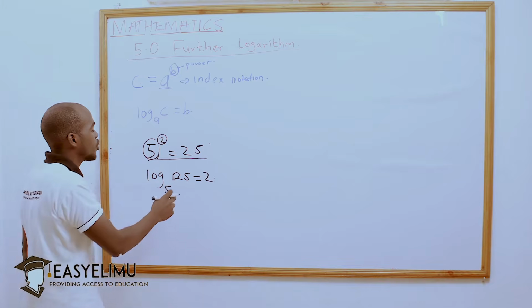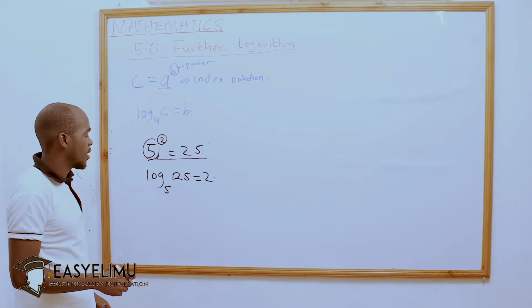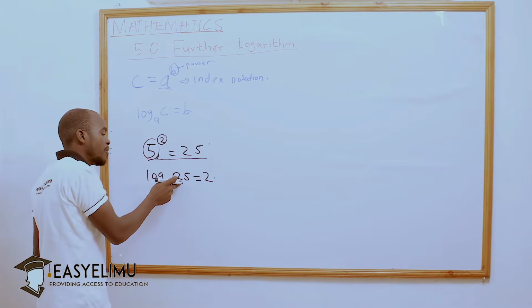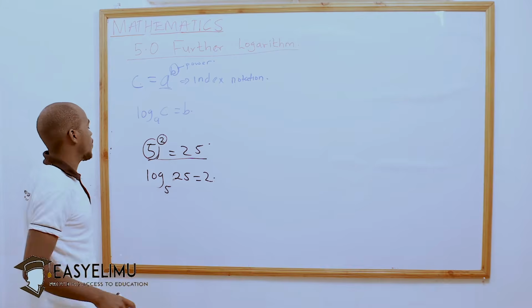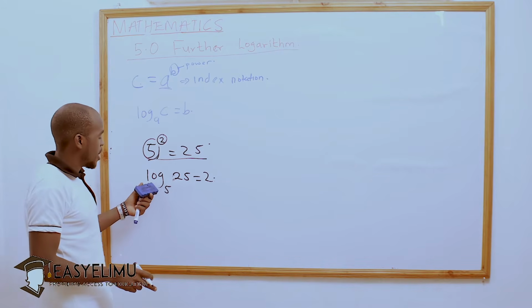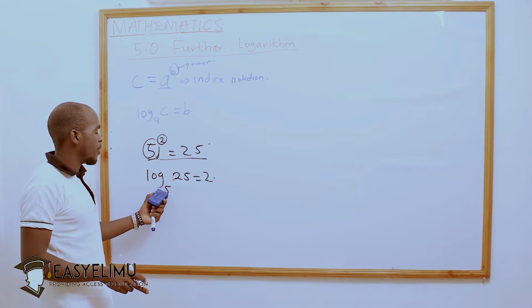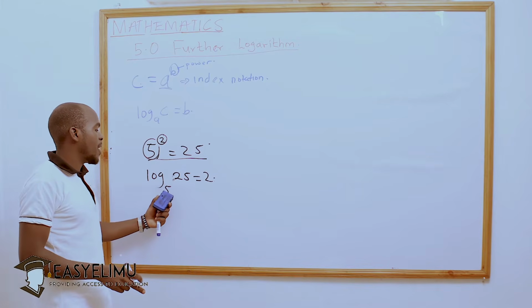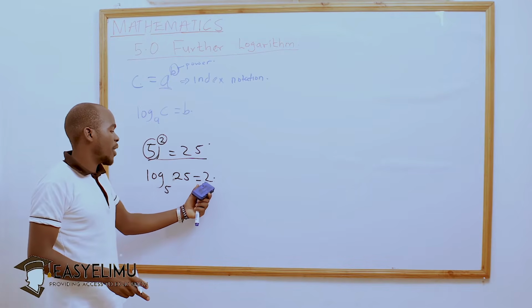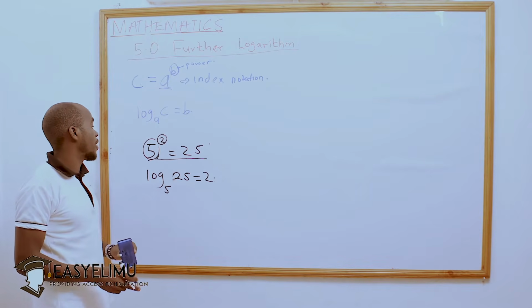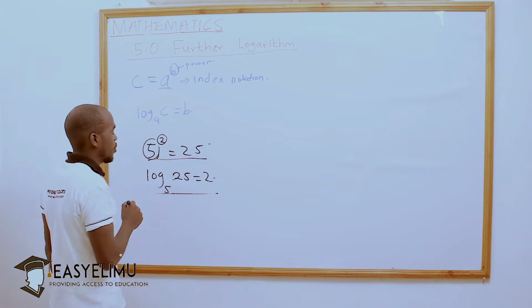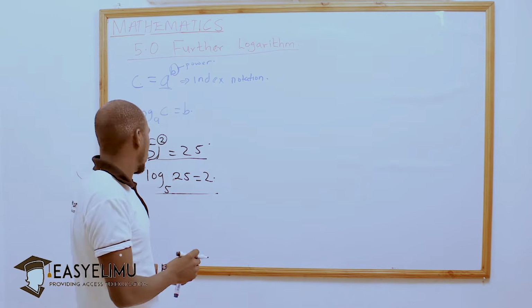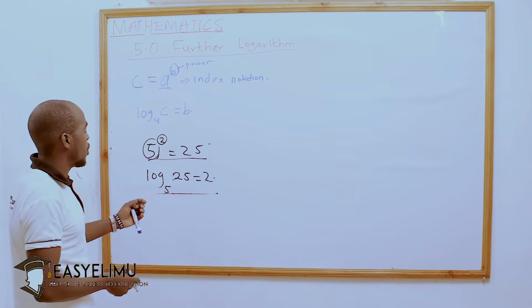And this is the power to which 5 must be raised in order to give 25. So if you want to reinterpret this logarithm, you will say it is the logarithm to the base of 5, or the power to which 5 must be raised, which is 2, in order to give 25. So that is how you will find it. That is the base of 5.